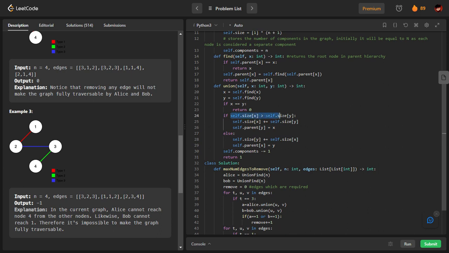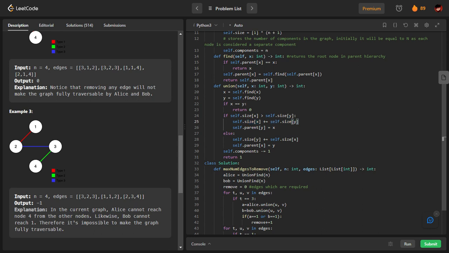Self.size of x. If x is greater, we'll make the representative of group y as x, and this is how we are changing the size. When we say size of x, see x is a leader, a representative. So under x, the group which comes under x, what is the size of the group? How many members are in that group? That is basically self.size of x. So we are changing the size.